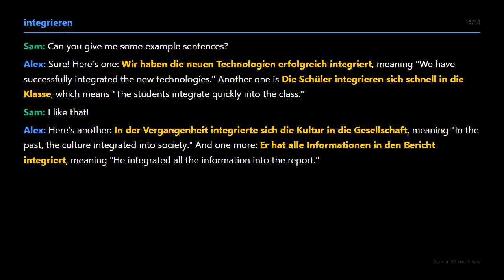I like that. Here's another. In der Vergangenheit integrierte sich die Kultur in die Gesellschaft. Meaning in the past, the culture integrated into society. And one more. Hat alle Informationen in den Bericht integriert. Meaning he integrated all the information into the report.